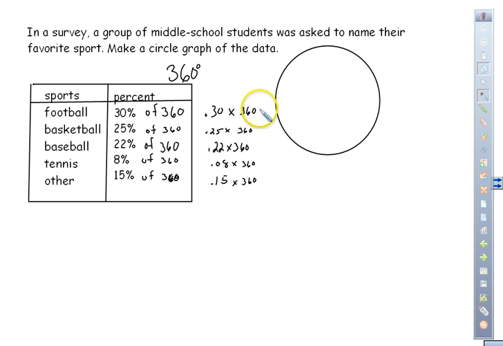So when we multiply this together, you're going to get 108. The next one, 360 times 0.25, and you get 90. Then 0.22 times 360 is 79.2. And then 0.08 times 360 is going to give me 28.8. And then 0.15 times 360 is 54.